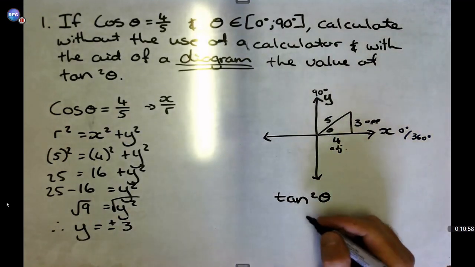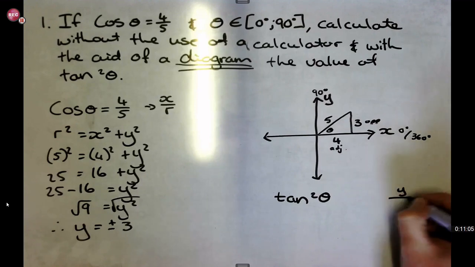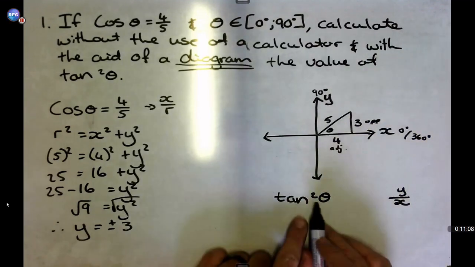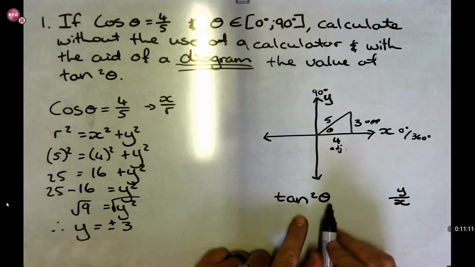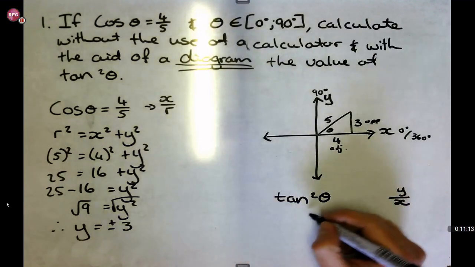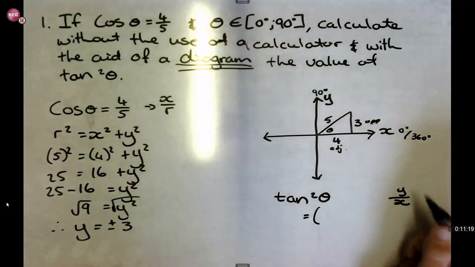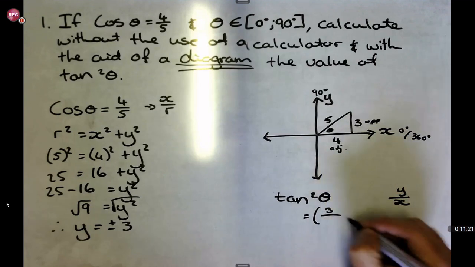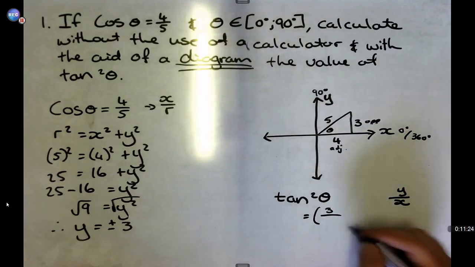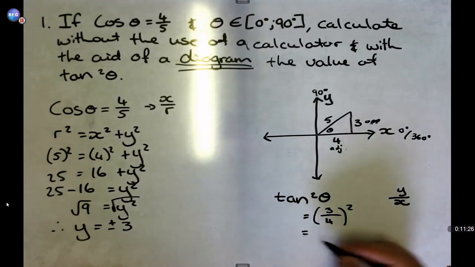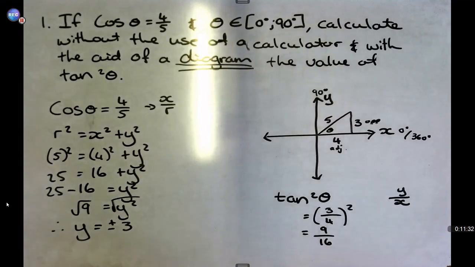To calculate for this, we now need to know the ratio for tan. So the ratio for tan is obviously y over x. Please note as well that there's a square, so you're going to square whatever you write here. So what we do now is, open bracket, y value is 3, and then x value is 4. And we square this, which would then give me 9 over 16. And there is your final answer. There you've calculated the whole question.